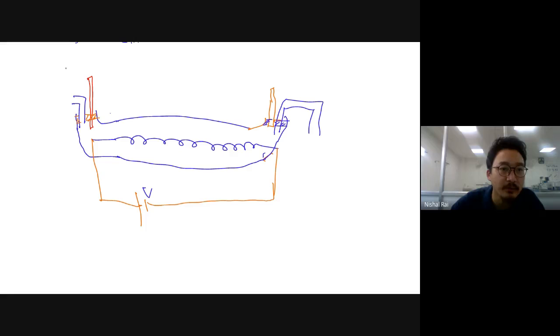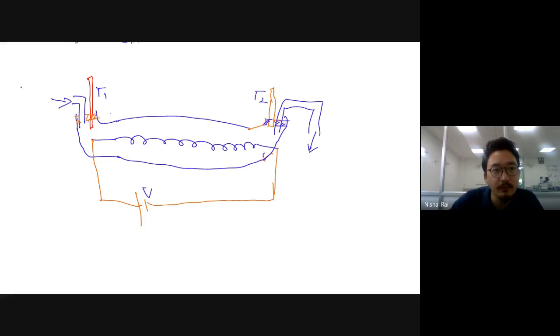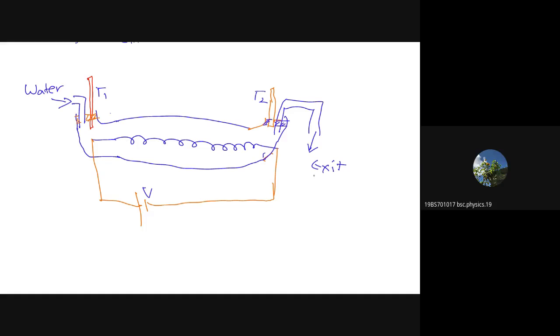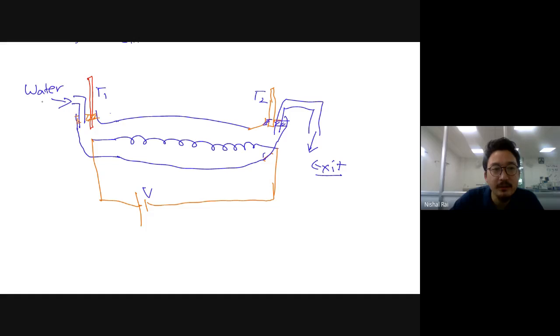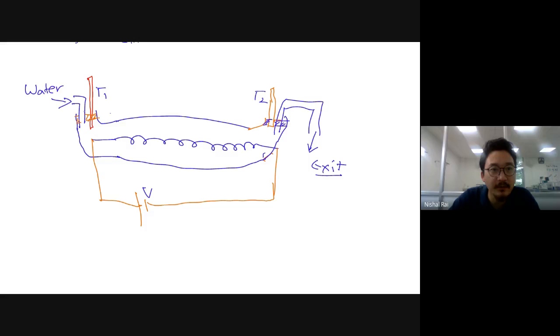Now you have two thermometers which will measure T1 and T2. The water will keep flowing in and flowing out from here. You have a tap which is pouring water over here. Let's denote the water with green. Then what will happen to this water?